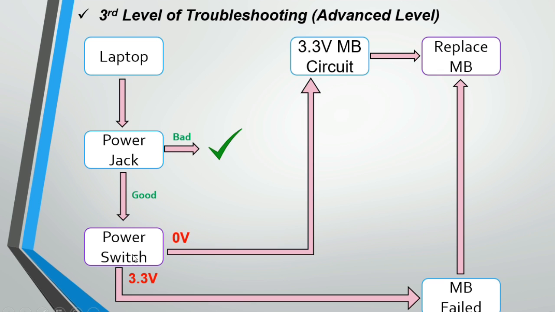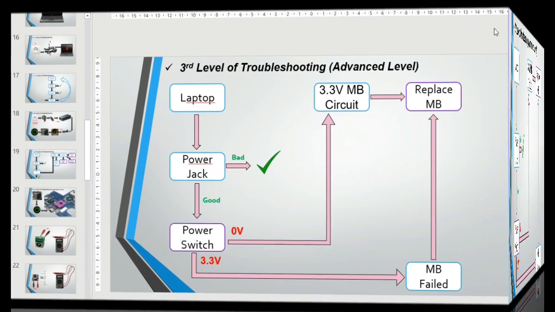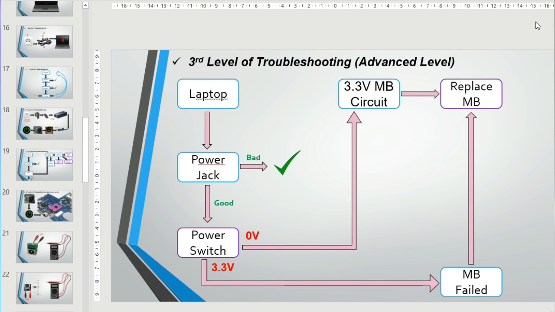But if we check the power switch and find 0 volts, that means the problem may be in the 3.3 volt motherboard circuit. We should check the 3.3 volt motherboard circuit. If we check it and find it bad, then we should replace the motherboard. In the next class, I'm going to show you how to check the 3.3 volt motherboard circuit using its schematic.